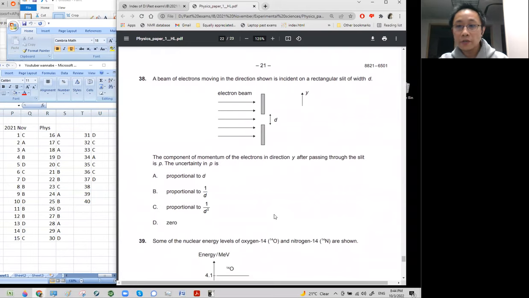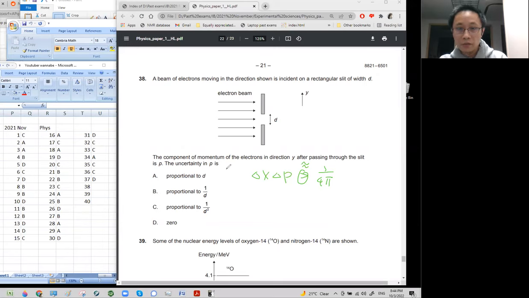Question 38. So this is the uncertainty principle, and I got this question wrong in the previous paper, 2021. The component of momentum of the electron in the y direction after passing through the slit is P. The position uncertainty equation is this, and a lot of times the inequality sign is used as an approximately equal to.